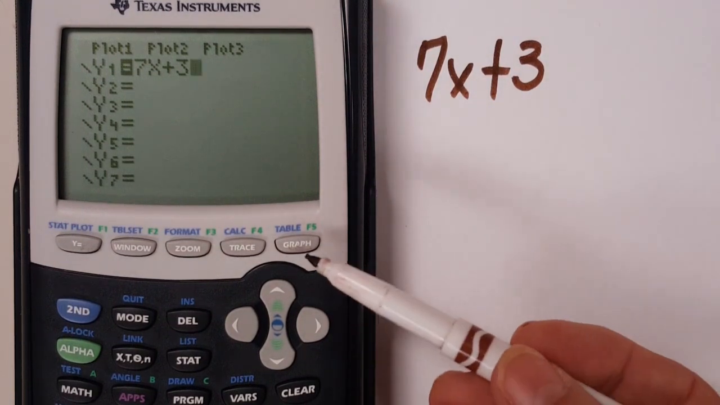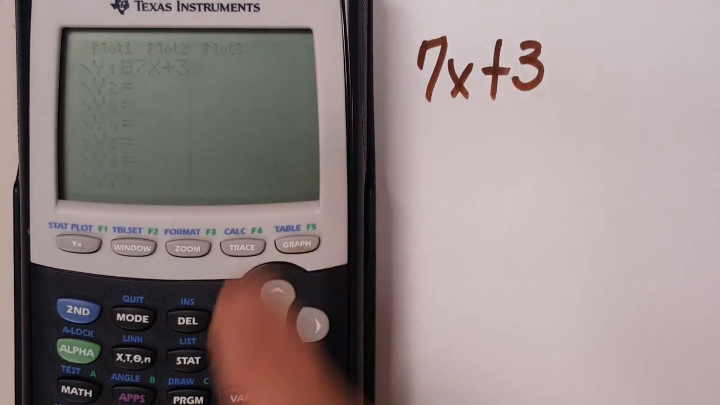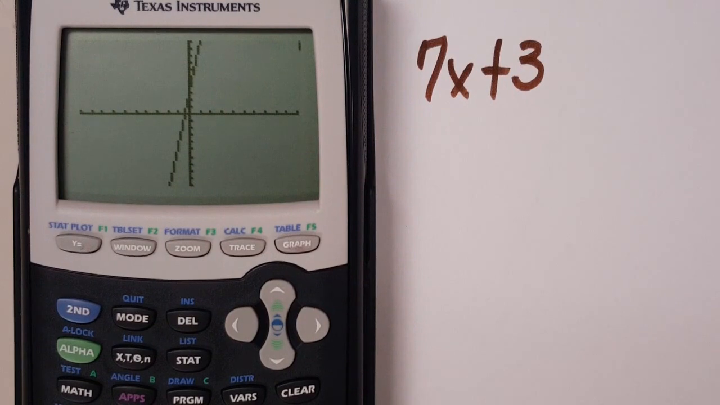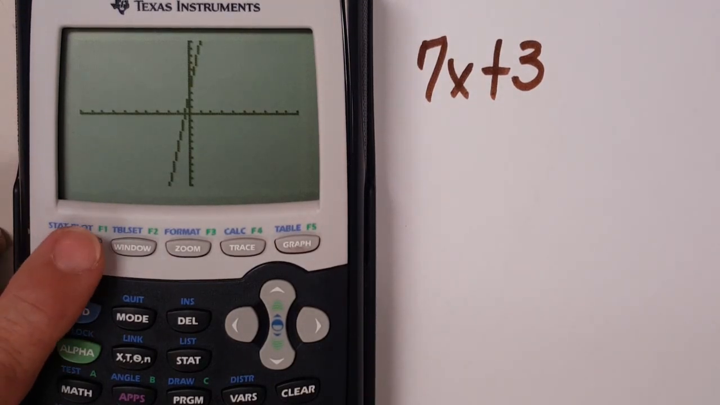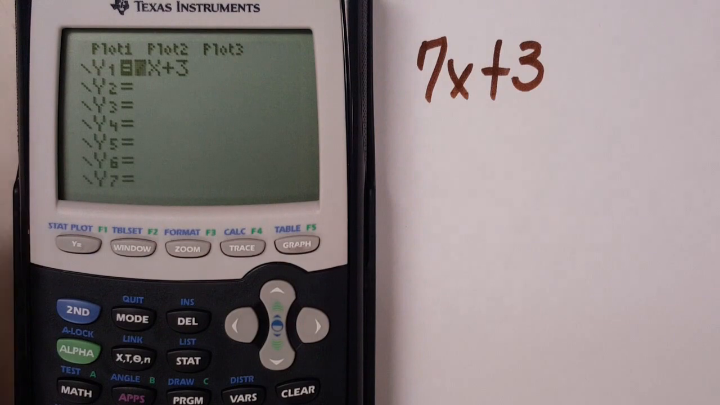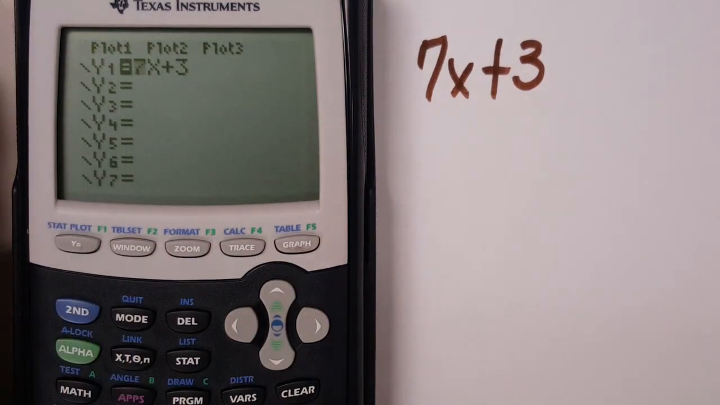Then we're going to push the graph button. We're just going to see what it looks like. It looks like a line because it is a line. 7x plus 3 is a line. Now we're going to go back to y equals. You can see I have 7x plus 3.